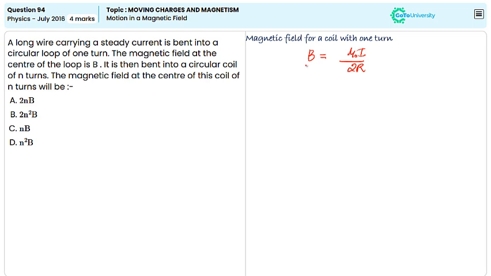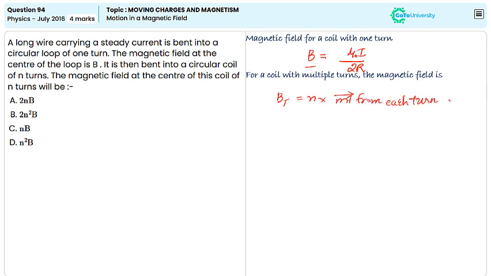We are told that for 1 turn, the magnetic field is B. So this is our reference. When the wire is bent into N turns, each turn of the coil contributes to the magnetic field. For a coil with multiple turns, the formula for the magnetic field at the center becomes B total is equal to N times the magnetic field from each turn. So, the new magnetic field at the center of the coil with N turns can be written as B total = N B. This is because each turn adds the same contribution B to the magnetic field.